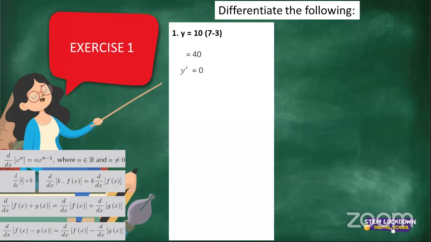So we're gonna simplify our function. We start with what's in the bracket: 7 minus 3, which is 4, times 10 is 40. Then we see that 40 is a constant. That's why the derivative of a constant is 0. So we applied this rule: simply the derivative of a constant, which is 0.